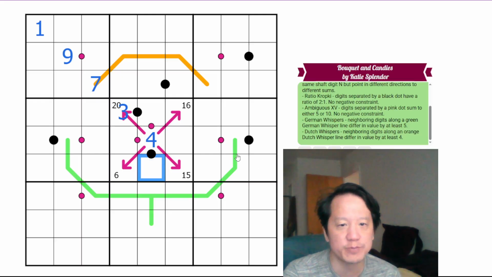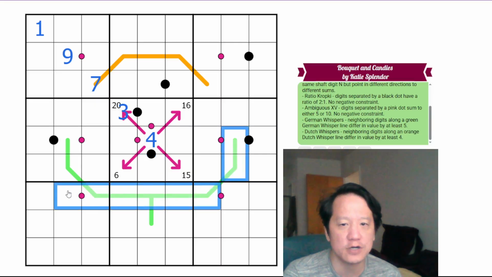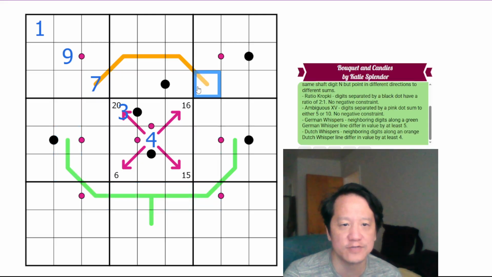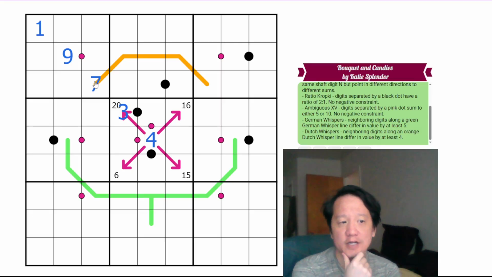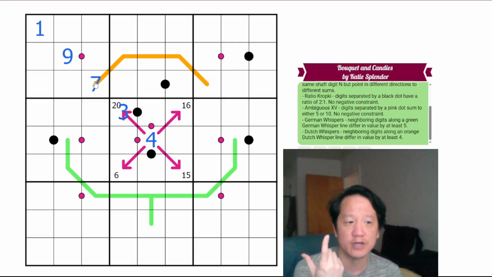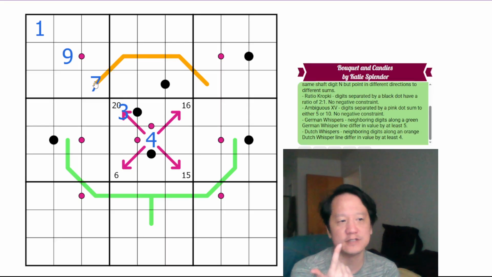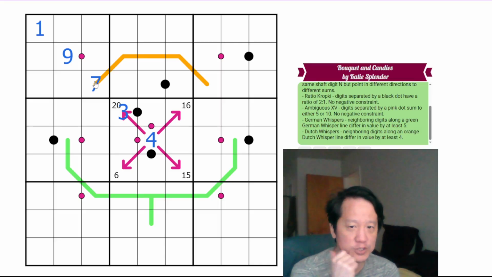We have German whispers, where neighboring digits along a green German whisper line differ in value by at least 5, and Dutch whispers, where neighboring digits along an orange Dutch whisper line differ in value by at least 4. And I call these Whisper 5 and Whisper 4 lines because a setter came up with this naming convention, and I thought it's very easily extendable. So I thought it makes a lot of sense to be calling it that. So know that when I say Whisper 5 or Whisper 4 lines, they're basically German Whisper and Dutch Whisper lines.